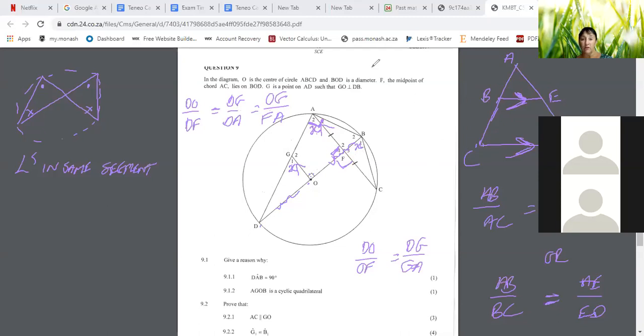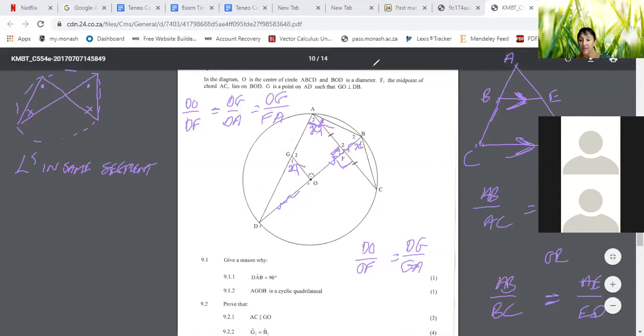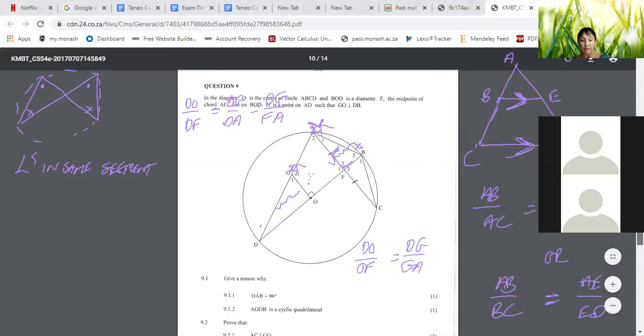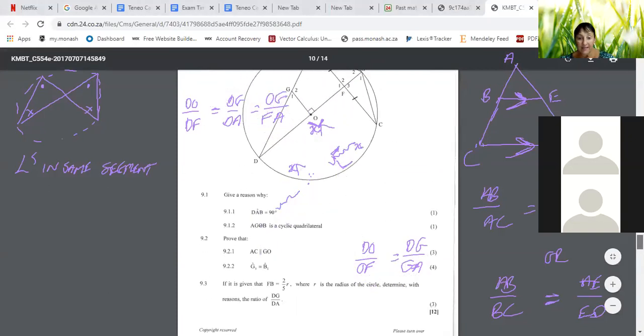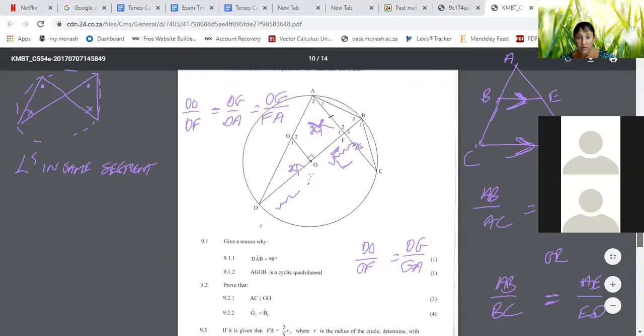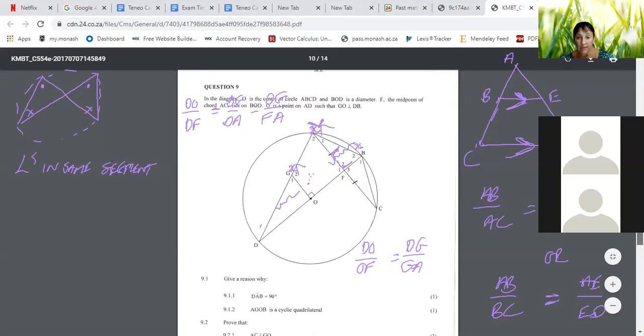Now, unfortunately, I have to move this up, which messes up my whole thing. If it is given that FB equals 2/5 R, FB equals 2/5 R, I just want to write it down.